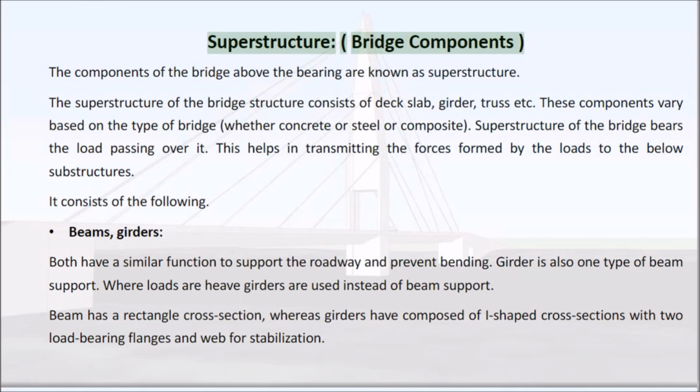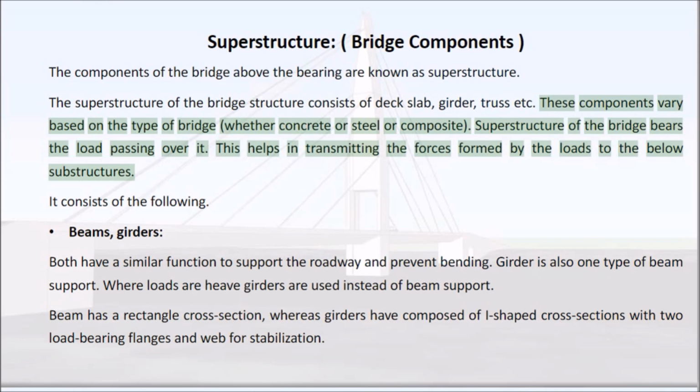Superstructure, bridge components. The components of the bridge above the bearing are known as superstructure. The superstructure of the bridge structure consists of deck slab, girder, truss, etc. These components vary based on the type of bridge, whether concrete or steel or composite. The superstructure of the bridge bears the load passing over it. This helps in transmitting the forces formed by the loads to the substructures below.